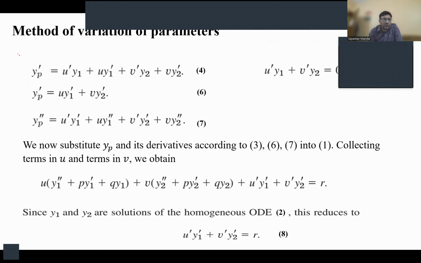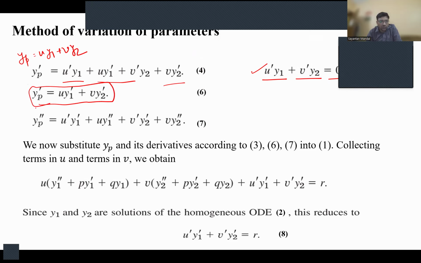So what is yp? yp once again is u y1 plus v y2. Find yp dash. So that is u dash y1 and so on. Now, in this one, we have to assume u dash y1 plus v dash y2 equal to 0. The moment we assume this, then 4 becomes yp dash equal to u y1 dash plus v y2 dash. Now from this one, you take the derivative again. So yp double dash is this one.